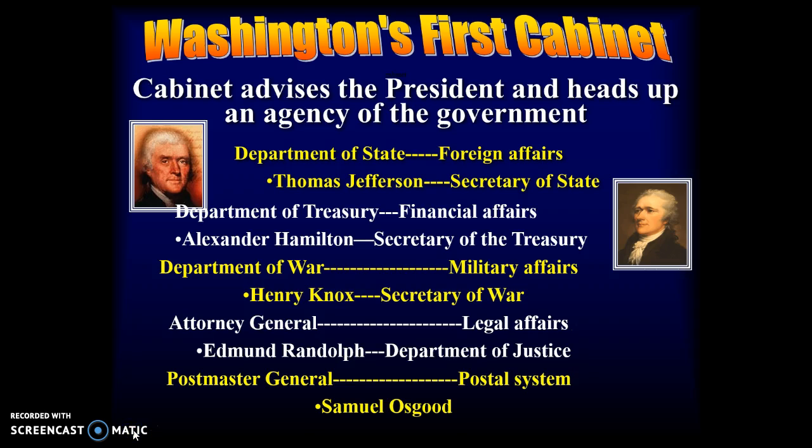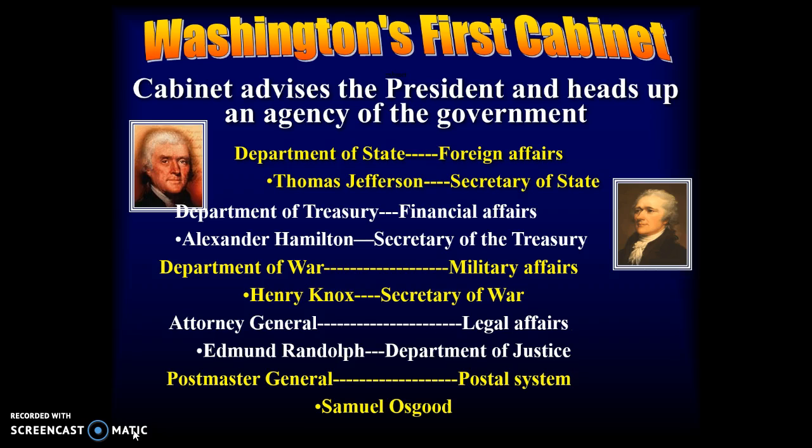So you can see one of his precedents, one of the things that he leaves us with, is the idea of a cabinet. So he creates a group of advisors that's going to help head up different agencies of the government. So he selects Thomas Jefferson to be our foreign affairs person, the Secretary of State. He wants Alexander Hamilton to lead the Department of the Treasury. The Department of War is led by Henry Knox. It eventually becomes called the Department of Defense.